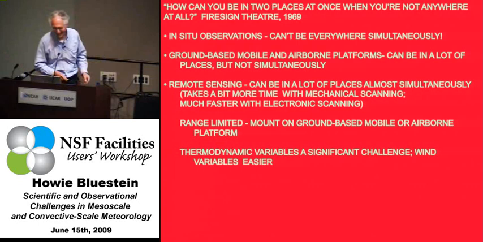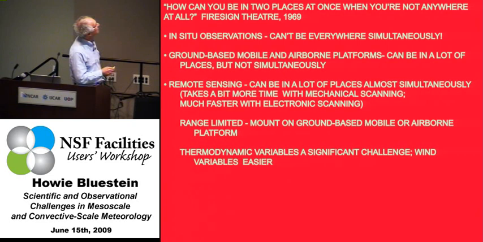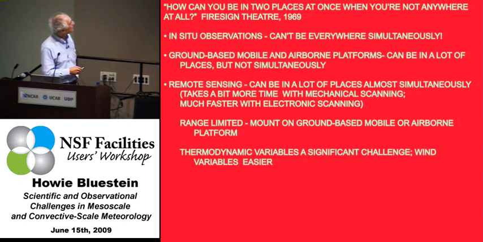But you need to make measurements in a lot of different places. So with in situ observations, you can't be everywhere simultaneously. Maybe some people can. Most of us can't. You use ground-based mobile and airborne platforms and can be in a lot of places, but not all simultaneously. Remote sensing can be in a lot of places almost simultaneously. It takes a bit more time with mechanical scanning, much faster with electronic scanning. Range limited, you can mount your instruments on ground-based mobile or airborne platforms.